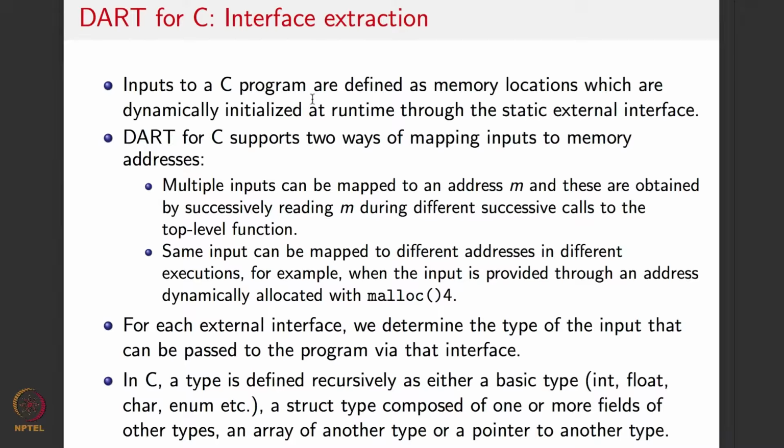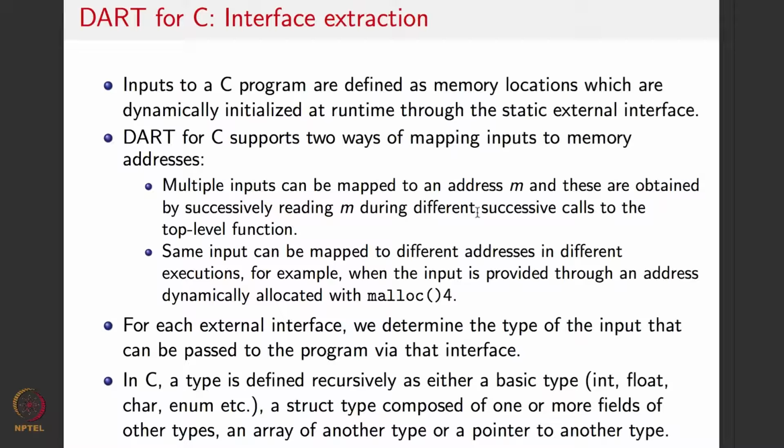Inputs to the C program, how are they defined? The inputs are basically variables in the C program, so all of them will have memory locations. These memory locations are dynamically initialized at runtime, when the program is running, through a static external interface that DART creates. So how does DART do that? It supports two different ways of mapping inputs to memory addresses. First way is multiple inputs can be mapped to one memory address M, and all these inputs are obtained by successively reading M during different calls successively to the top level functions.